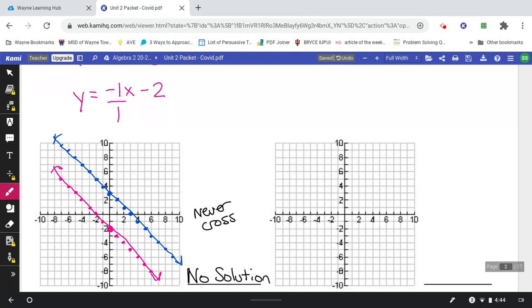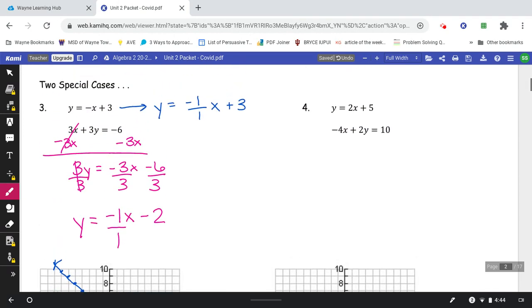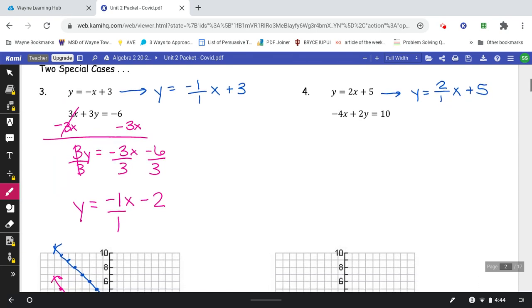All right, so that's one of our special cases. Let's take a look at the last example, and we'll see our other special case. So it looks like, again, our first equation, y equals 2x plus 5, is already ready to be graphed. You might want to think about adding a 1 underneath that 2. Take a moment and graph that line, please.